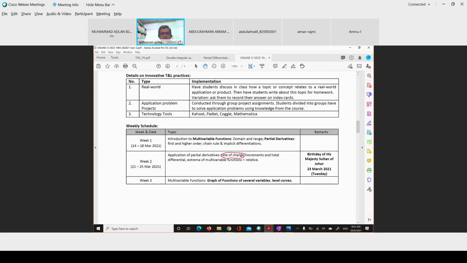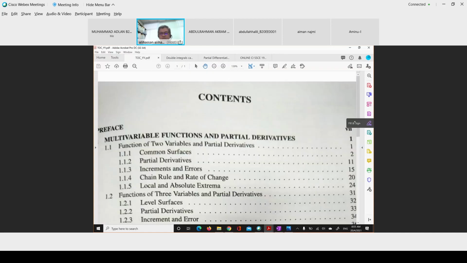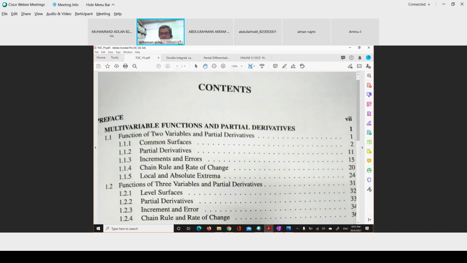So this is what I want to discuss first this morning, some examples related to rate of change. This is included in chapter 1, but which I have not discussed yet. Even in Dr. Yusuf's book, there is a topic here about rate of change, which I will discuss this morning.